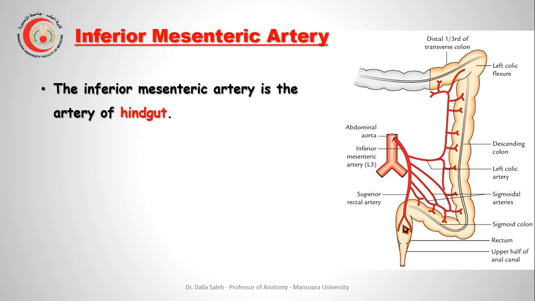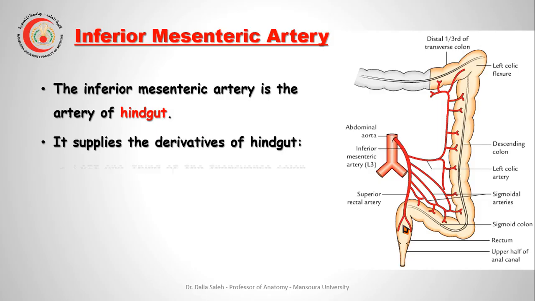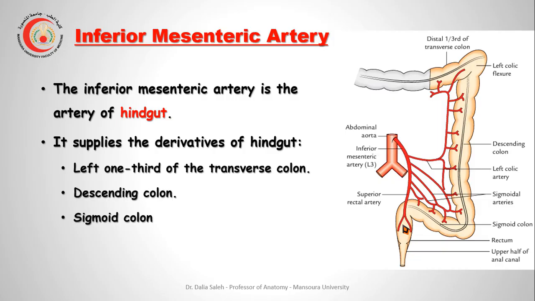Since the inferior mesenteric artery is the artery of the hindgut, it supplies the following structures: the left 1/3 of the transverse colon, the descending and sigmoid colon, and the rectum, plus the upper part of the anal canal.